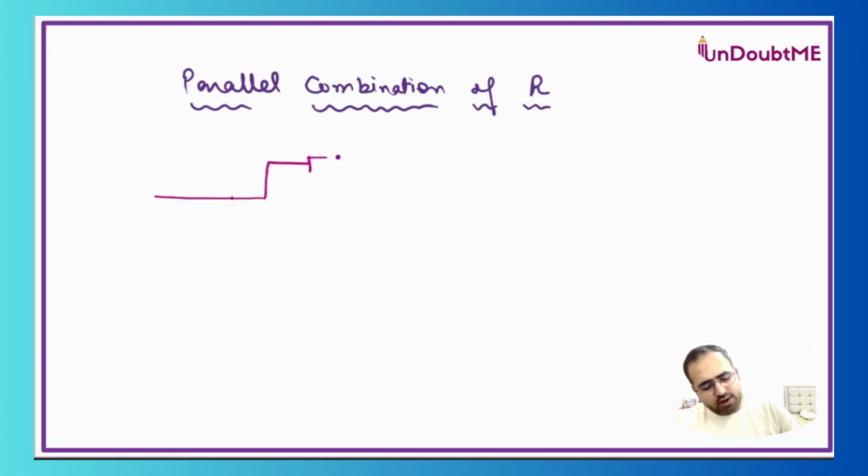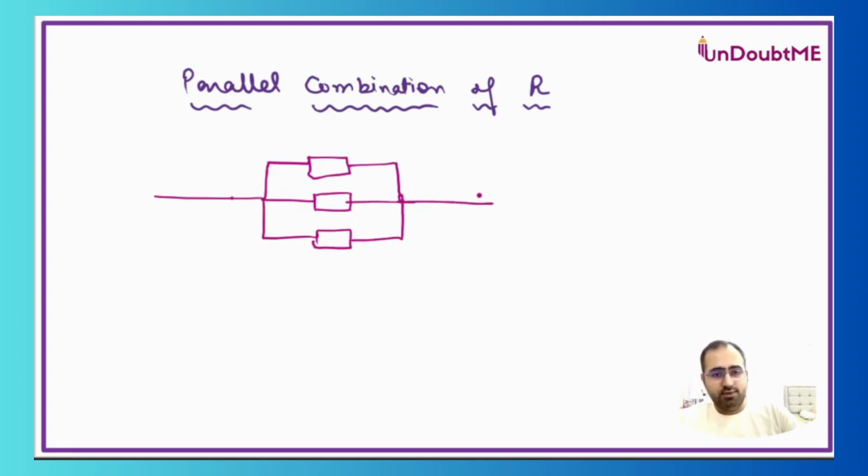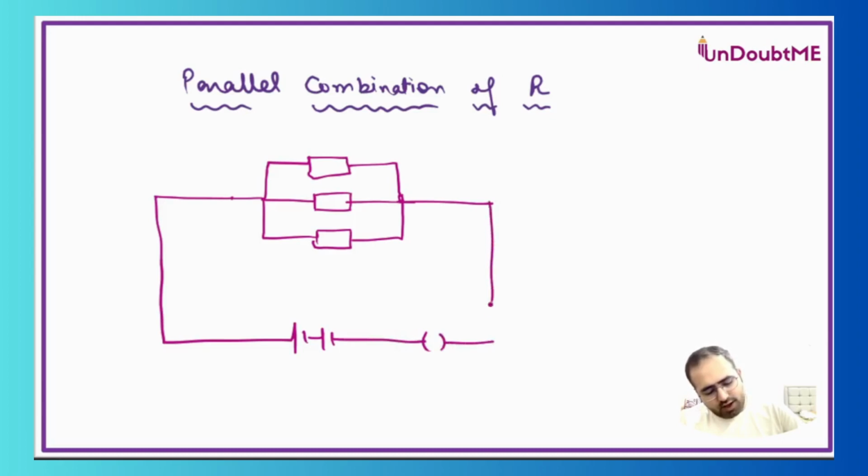So there will be a circuit in which, once again, I'll be taking 3 resistors. We can take as many resistors as we want. So this is a circuit in which we have the same battery. There will be a switch and it's closed. The battery will supply V volt and the current in the circuit will be I.